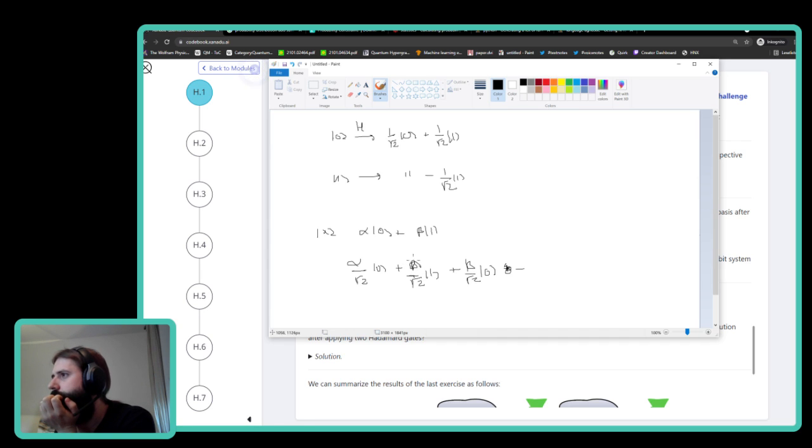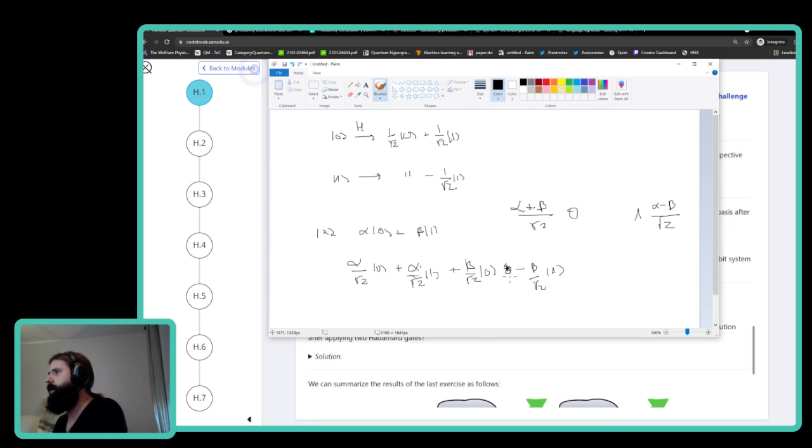Wait, that's alpha actually. That is alpha plus minus beta, right? So this means the probability for the 0 will be basically alpha plus beta divided by square root of 2. And for the 1 would be alpha minus beta over square root of 2, right?